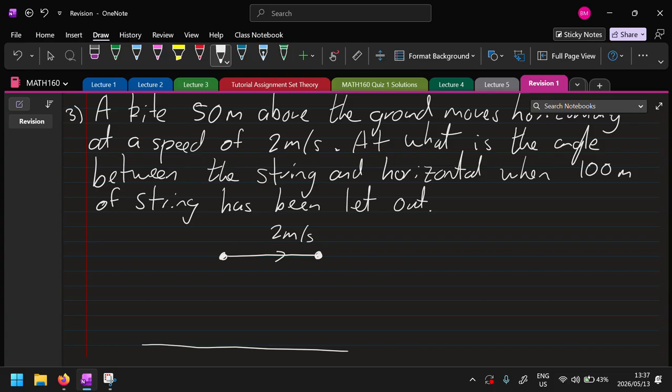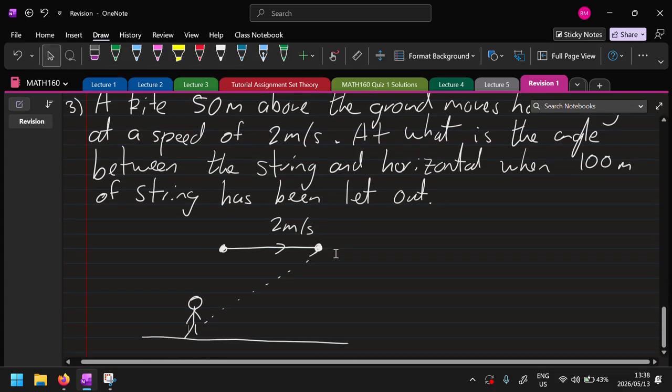At what rate is the angle between the string and the horizontal changing when 100 meters of string has been let out? So let's say it starts at that first point. It's going to move to the second point sometime later. Let's say the string is like this. Okay, you over there, you got the string. We want to know what is the rate of change of this angle between the string and the horizontal. So we've got the string there, we've got the horizontal there, so this must be the angle.